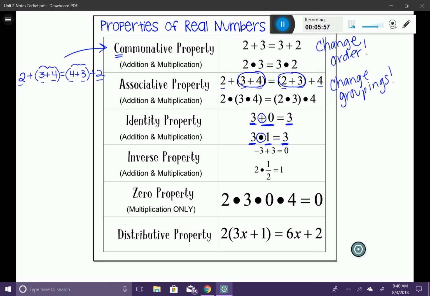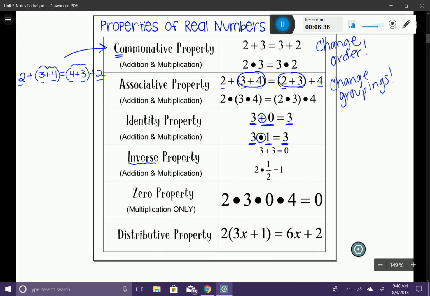Okay, the inverse property. The inverse, well, we know that inverse means the opposite. So we are trying to find the opposite using the operations addition and multiplication. So in my addition problem here, you can see that I have opposite numbers. I have a -3 and a 3. On the number line, they would be in opposite positions away from 0. So if I were to add those two opposites, I'm always going to end up with 0. So sometimes this is called the additive inverse property. That's sometimes what you'll hear it called.